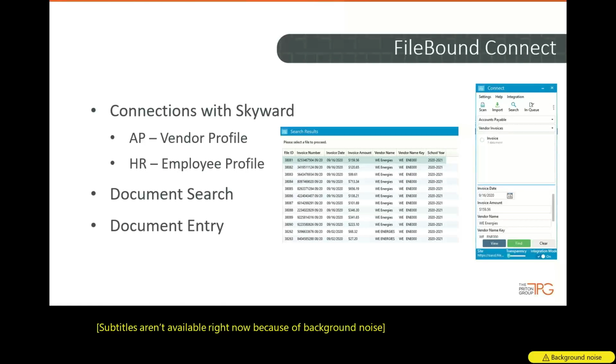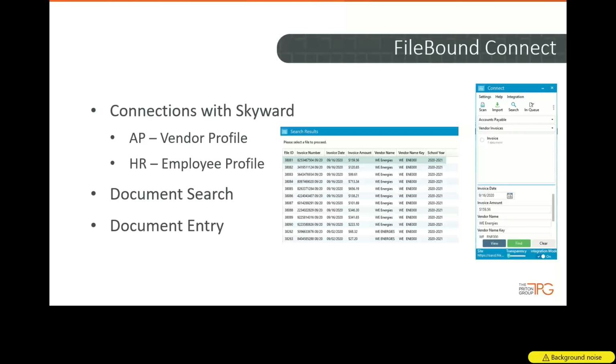And then finally, I wanted to talk about how we use FileBound Connect. Connect is a tool that we can use so that we don't have to open FileBound in a separate window. FileBound Connect is used with the AP and HR side. HR uses it with Skyward Employee Profile, and AP uses it with a Skyward Vendor Profile. Connect can live on top of our screens, and we can easily enter information into the screen to create a document, or we can search for documents either in Connect or in Skyward.